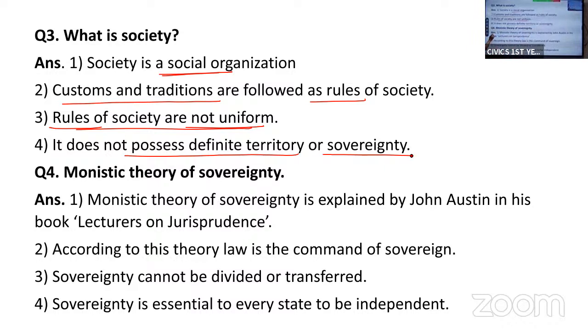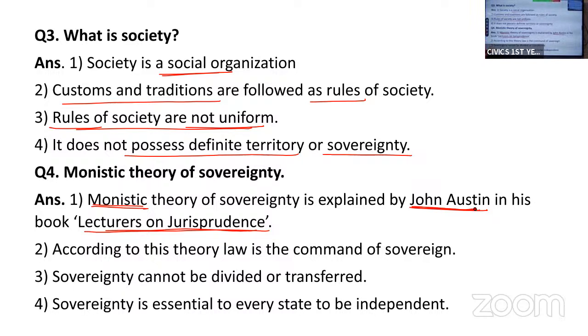The next one is monistic theory of sovereignty. Now, this monistic theory, why do we call it monistic theory? Monistic theory means it was given by John Austin. He alone gave this theory. We have 2 theories of sovereignty, monistic and pluralistic. We are calling this theory monistic because it is given by one person, that is John Austin. Okay, he explained this theory in his book, Lectures on Jurisprudence. He wrote a book. The name of that book was Lectures on Jurisprudence. In this book, he gave this theory. Who gave this monistic theory? John Austin. Okay, so we call it Austin's theory also.